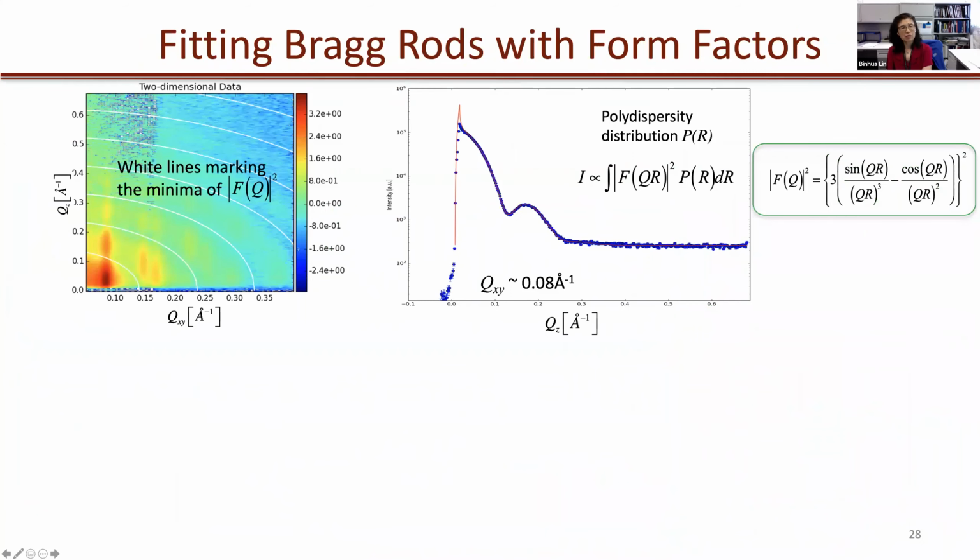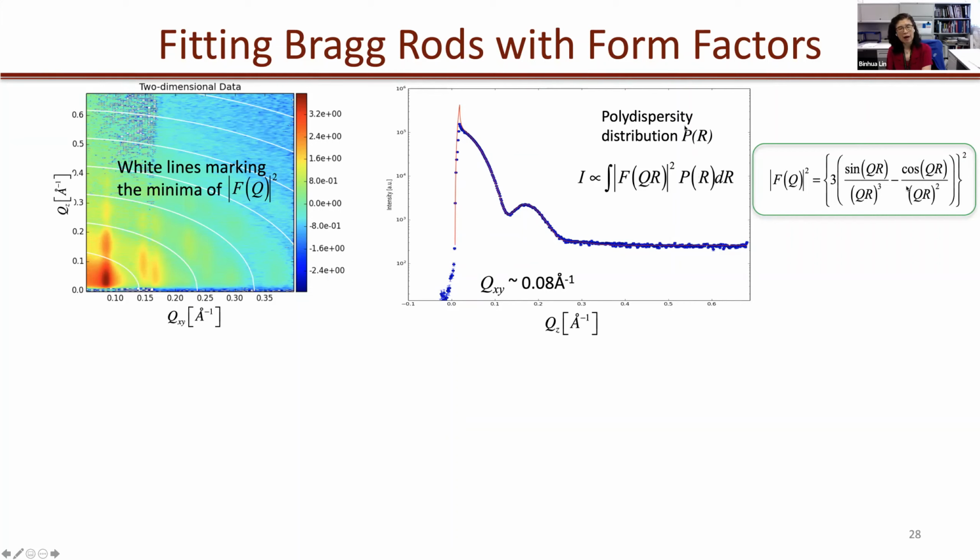Okay, so let's look at the data for the gold nanoparticles. Again, we wanted to fit the Bragg rod, meaning I'll just cut the data vertically and plot it as a function of qz here. That's the intensity, and the function looks like this. The blue symbols here are the data, and the red line is the fit of the form factor of a sphere convoluted with the particle distribution function.